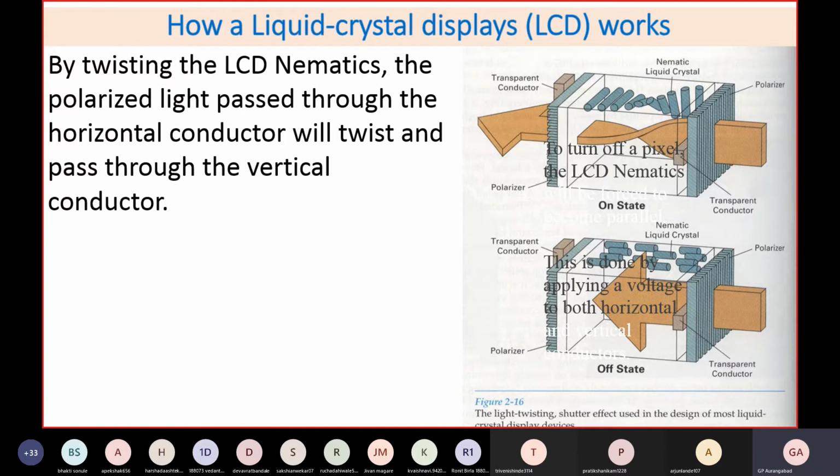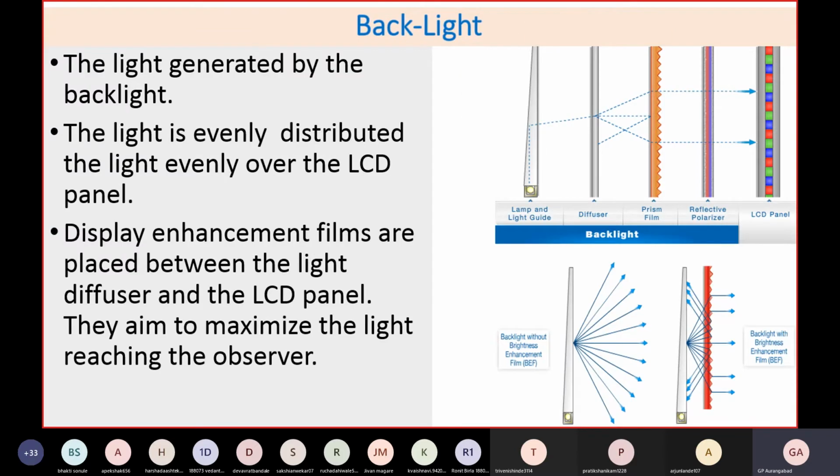Hope you have understood now what the basic principle of LCD is. Let's now see what things we have seen in our discussion.